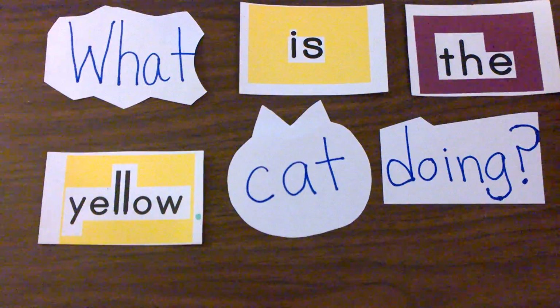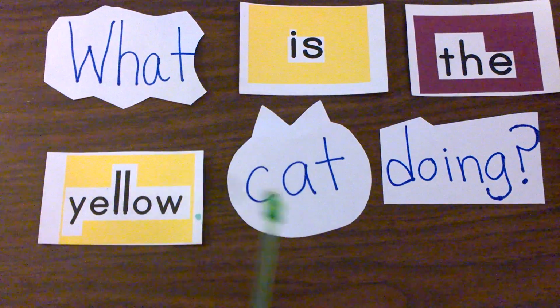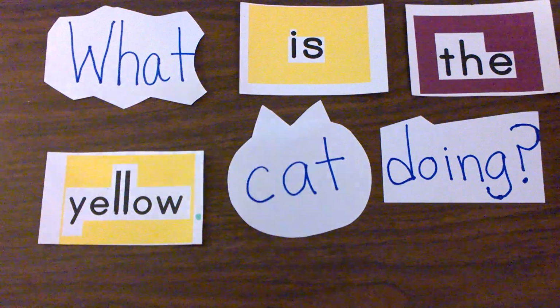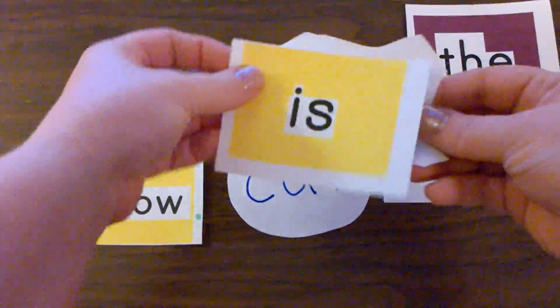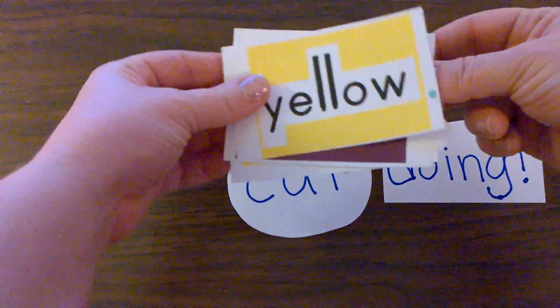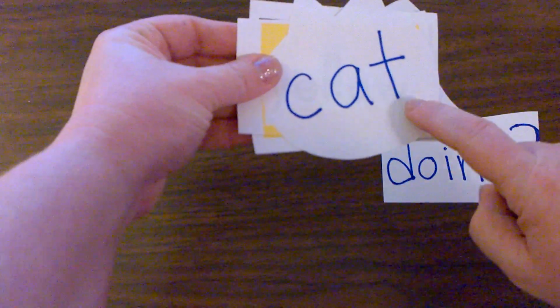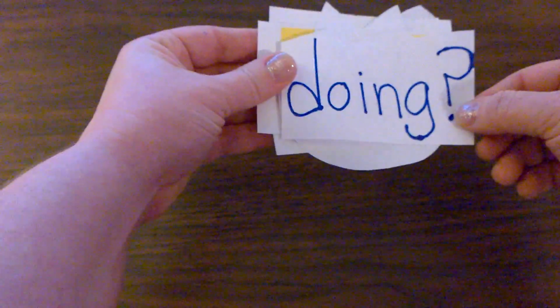Now let's read it more fluently, like we're talking. What is the yellow cat doing? Great reading. What is a sight word. Is is a sight word. The is a sight word. Yellow is a sight word. Cat is a word we can sound out. K-at, cat. And doing is a word we'll learn as we learn more skills in reading. What is the yellow cat doing is a sentence we can read because we know sight words.